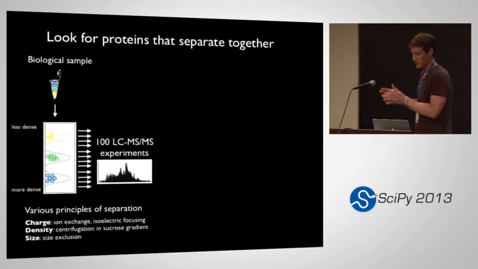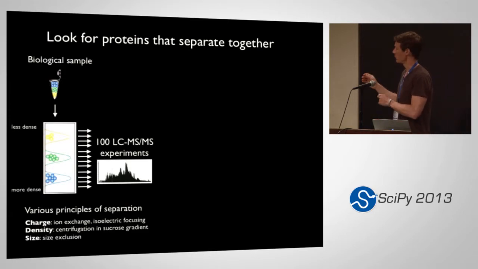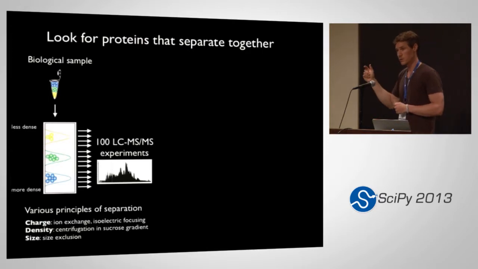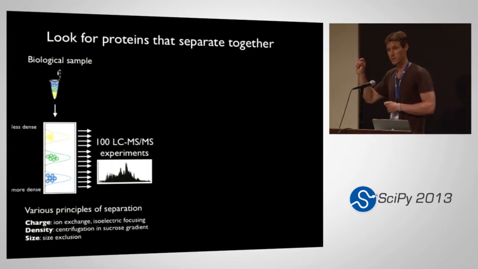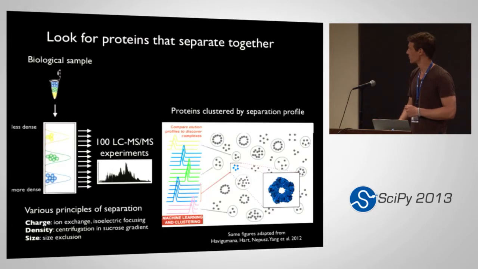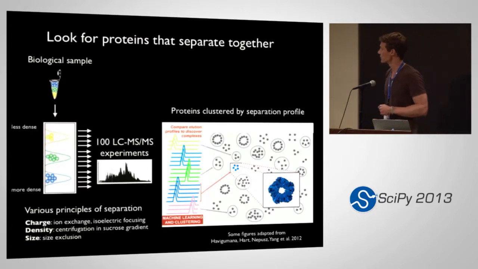So technically, on the back end, in terms of the experimental method, what we do is we take these columns of separations and we kind of bin them. We take each bin, say 100 bins, and we run each of those bins through the mass spec machine to identify all the proteins that are present in each of those bins and the quantities of those proteins. And we're basically looking for proteins that are correlated in what we call their separation profile.